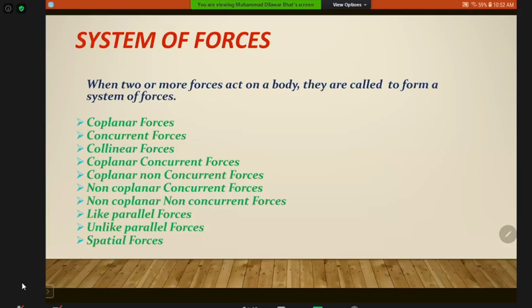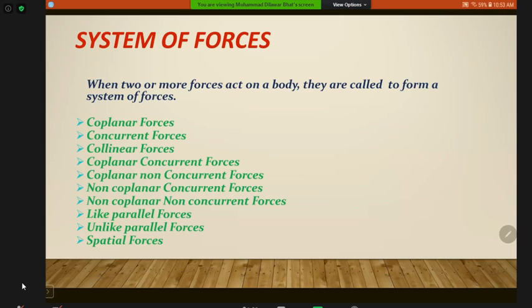Experiencing a different number of forces in different directions with different lines of action, that complete system of different types of forces that are coming on any body is called a system of forces. For example, let's take an example of a house. A house has a number of forces which are coming on it. It has gravitational forces, it can have wind forces, it can have earthquake forces, and there are a number of forces which can come on any object.